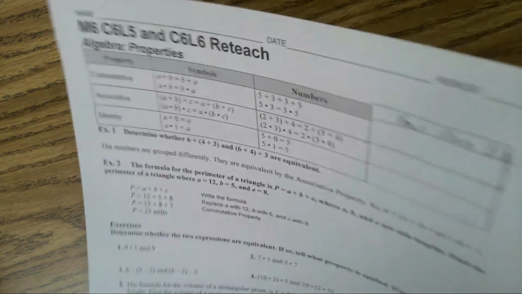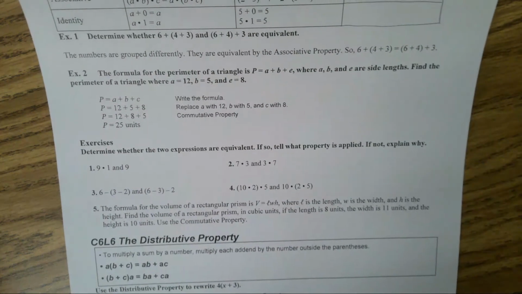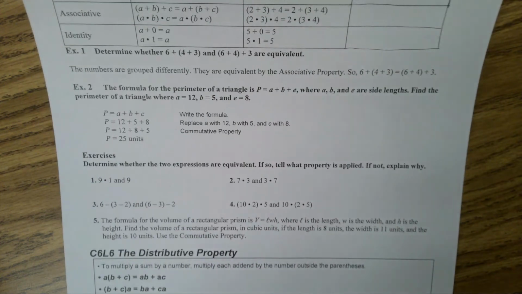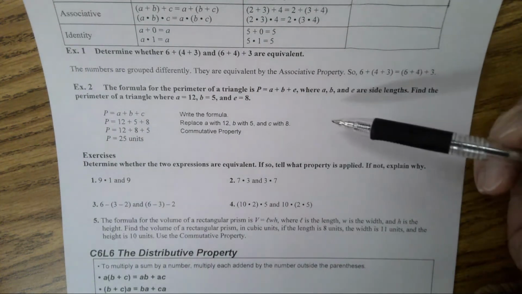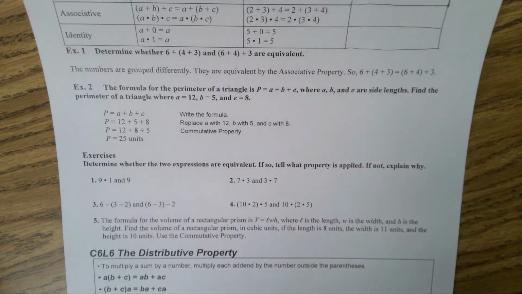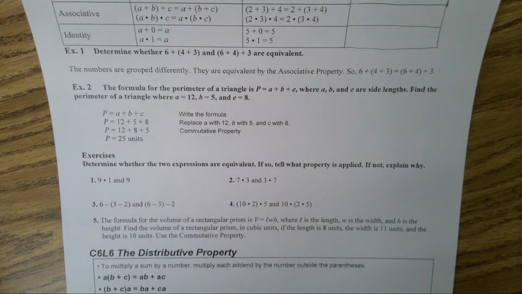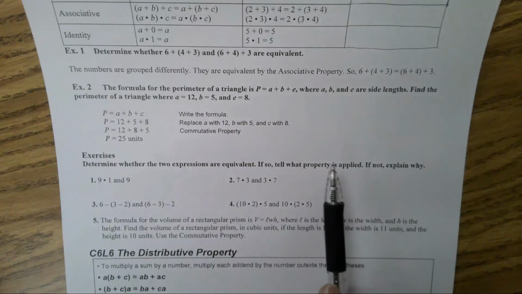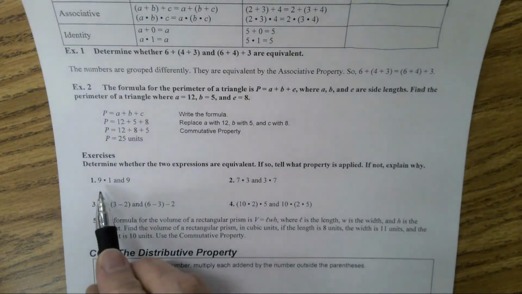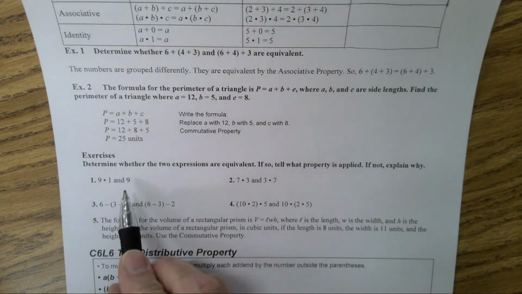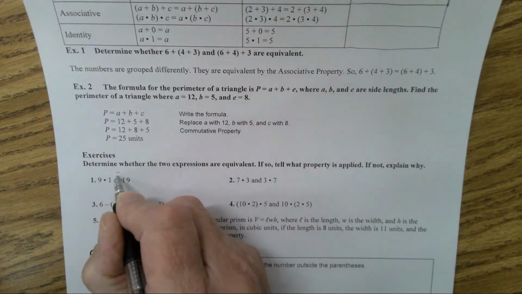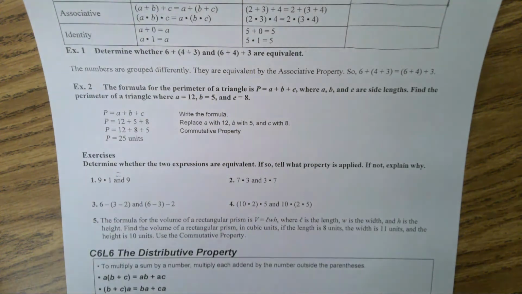Now we are going to go ahead and look at the exercises here. You can look at the problems, examples 1 and 2 in class, and then you're going to do 1, 2, 3, 4, and 5. You need to identify the property. It says determine whether the two expressions are equivalent. Is 9 times 1 the same as 9? Just think of the word and as being equal to. If it is, you write yes and then tell the property.